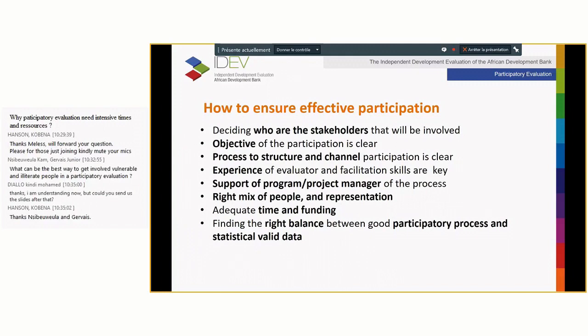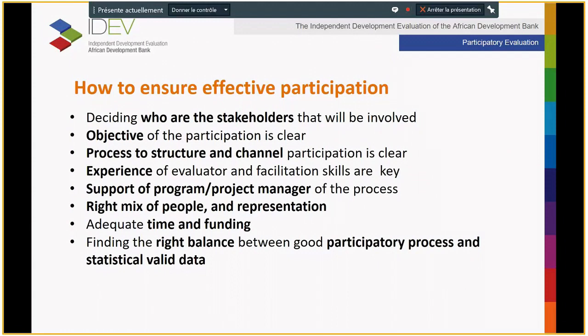Always be clear on the objective and duration of the evaluation with your stakeholders. Remember, this is a collective process. Everybody needs to understand why we are doing this, how long this will be, and what is expected from me as a part of it. Then take into consideration that the process to structure and channel participation is clear.